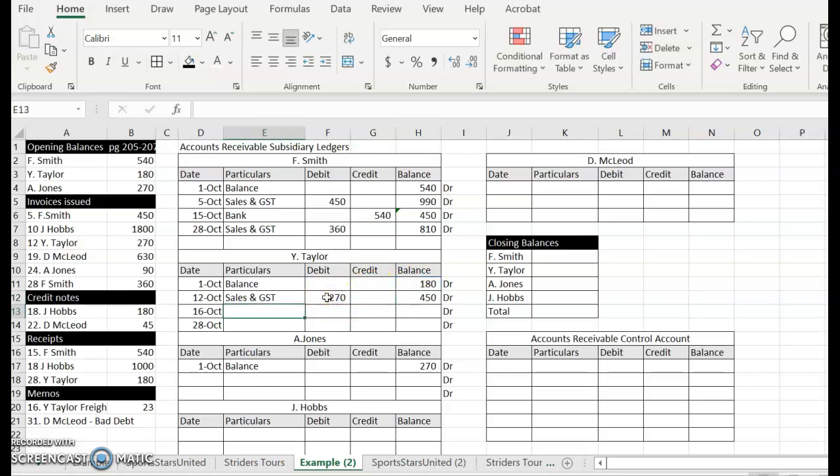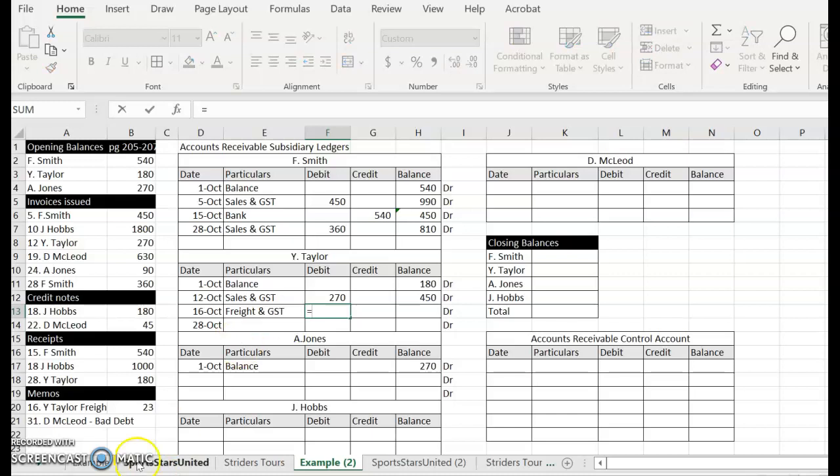On the 16th, we see that we charged them freight. If we're charging them freight, we'll have to add GST to that as well. And because we're charging them, they'll owe us more, so we'll add it on. A debit and a debit's a higher debit. And on the 28th, you'll see we sold them more. Again, if you put the S, it'll come up. The sales and GST.